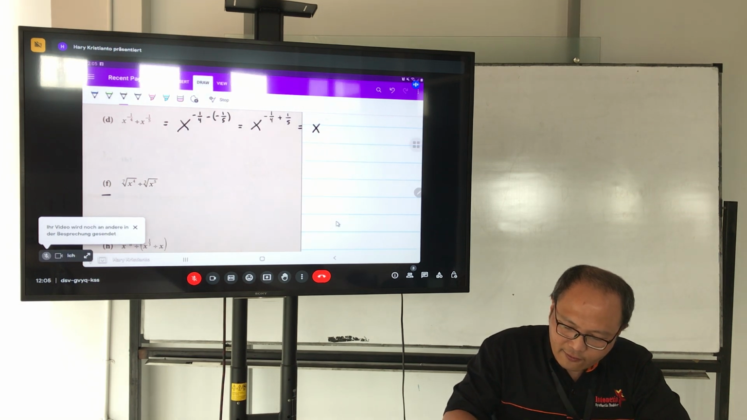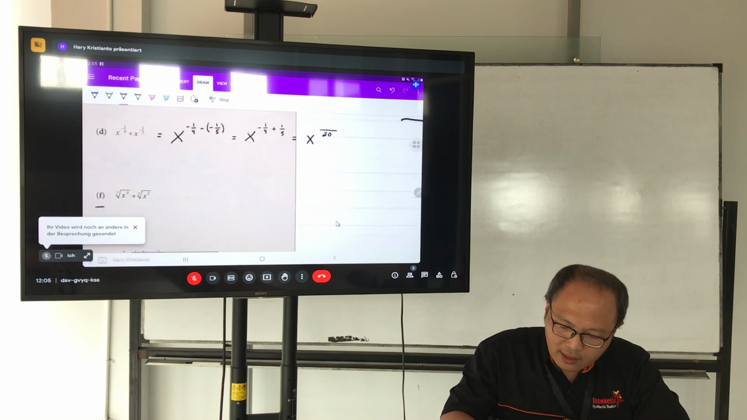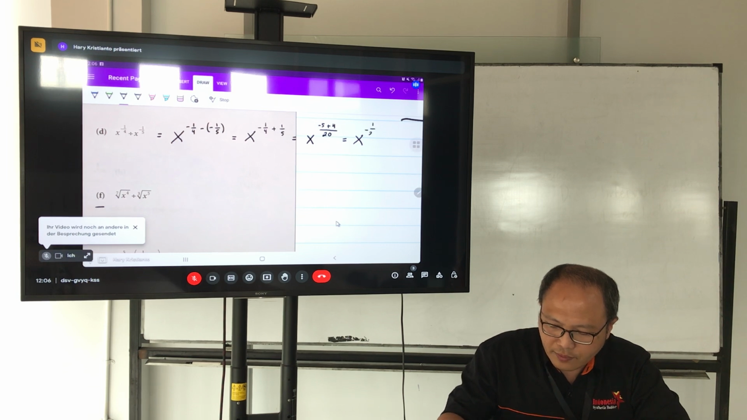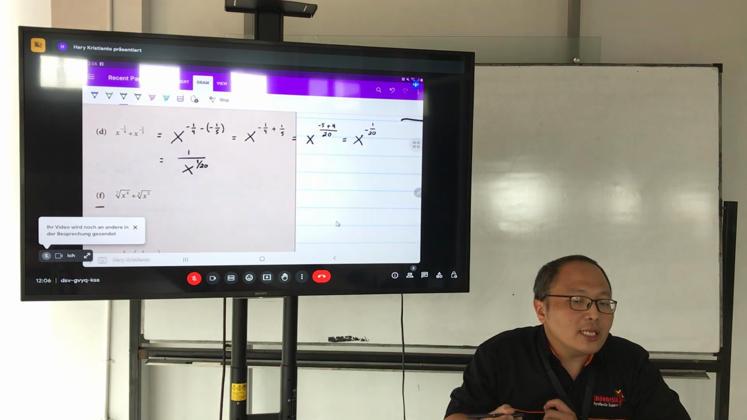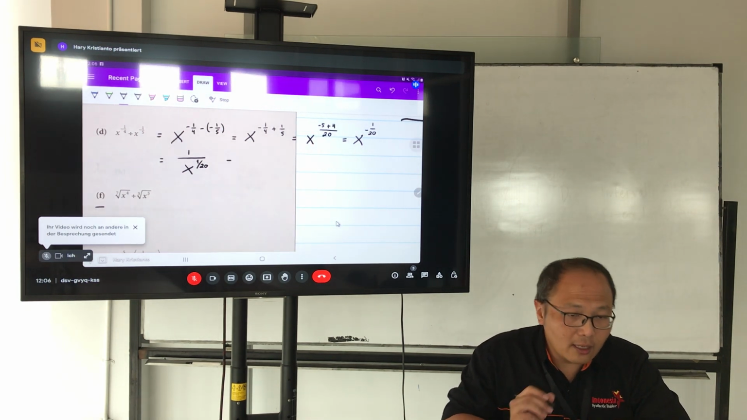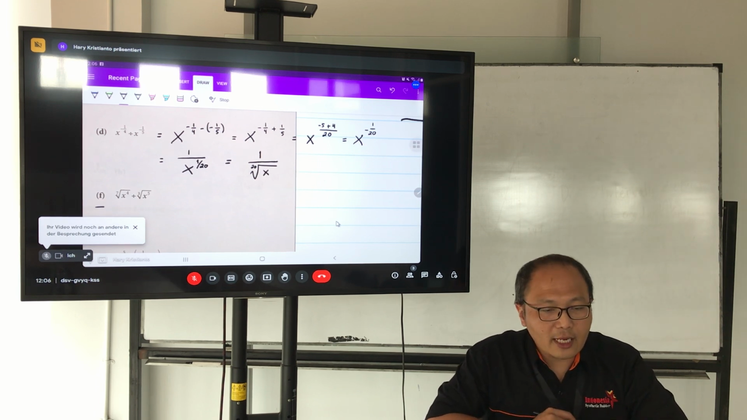I have an addition of two fractions. This will be negative 5 and this will be positive 4. So the answer will be x to the power of negative 1/20. That's exactly the same as 1 over x to the power of 1/20. And if you are asked to write it as a root, then it will be the 20th root of x. Any questions?